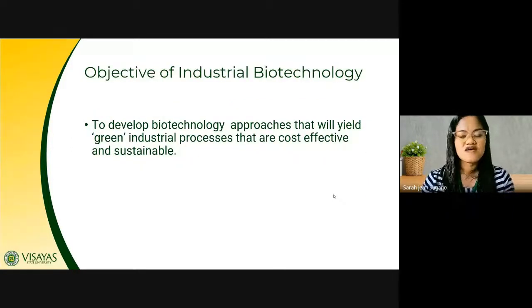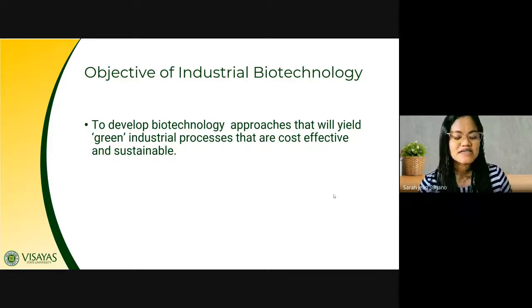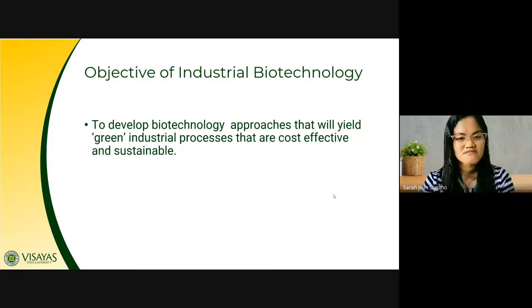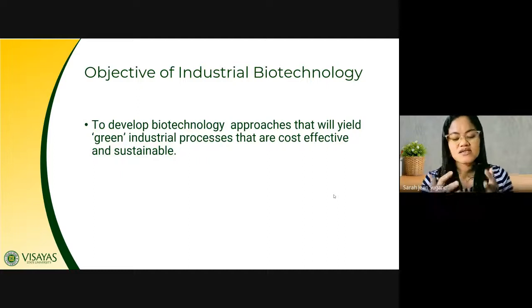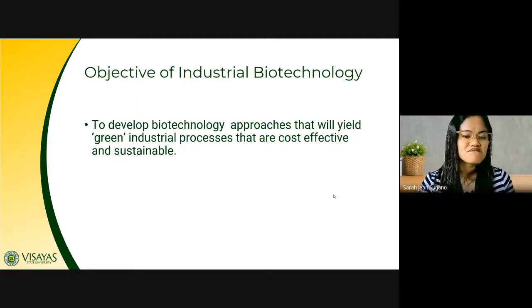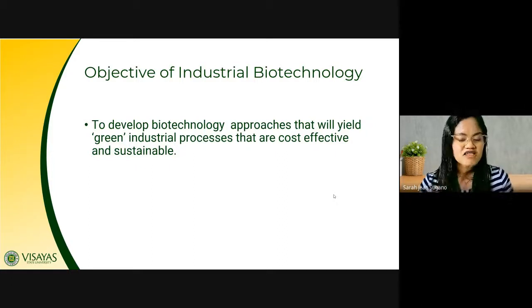Now the objective of industrial biotechnology is to develop biotechnological approaches, methods, techniques, and processes that can yield green industrial processes that are cost effective and sustainable. It should be green. What do you mean by green? It should be environmentally friendly. When these products are produced, they cannot harm the environment, and when discharged into the environment, they will not disrupt the food chain or the food web in the ecological environment.